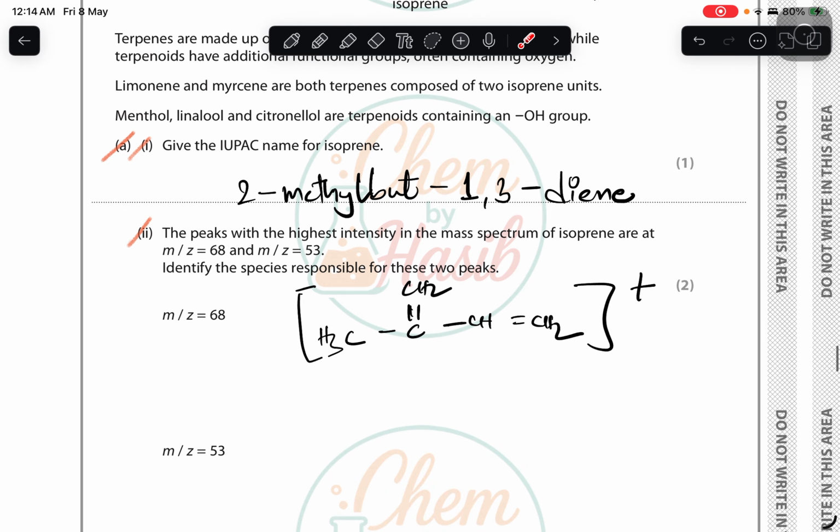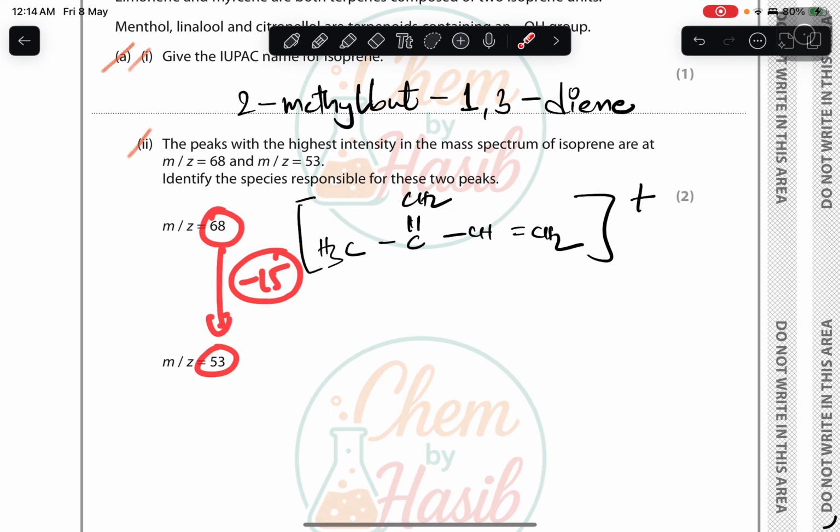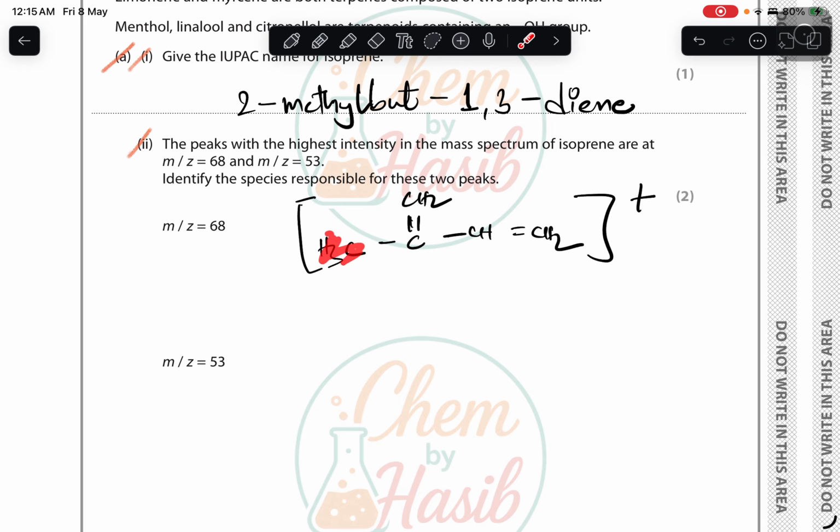Then it says m/z equal to 53. If you look at m/z equal to 53, this is the molar mass, right? 68. And if you look at the difference between 68 and 53, the difference is 15. From 68 to 53, the difference is 15, right? The mass number 15 is represented by CH3. So if you remove CH3 from 68, it becomes 53.